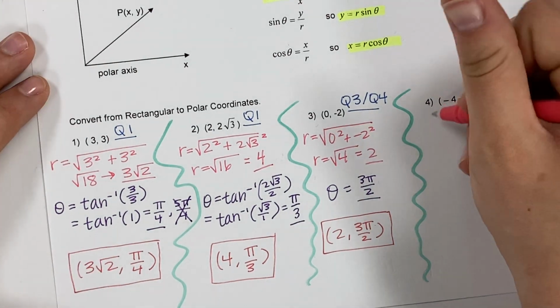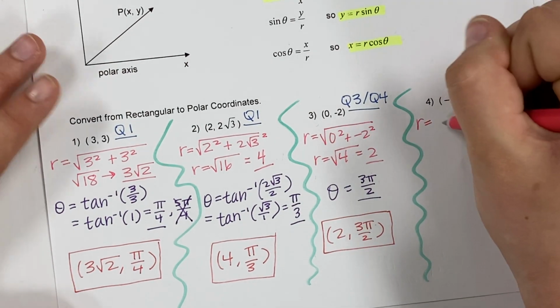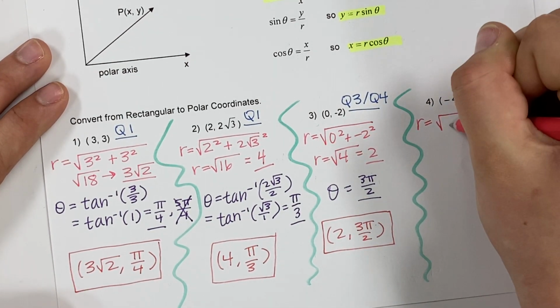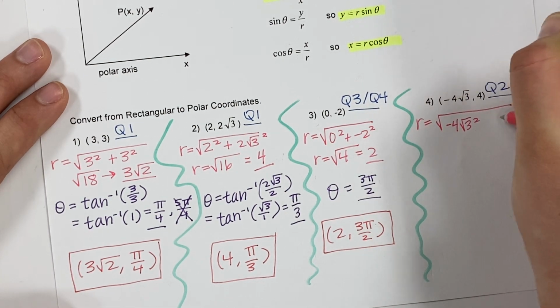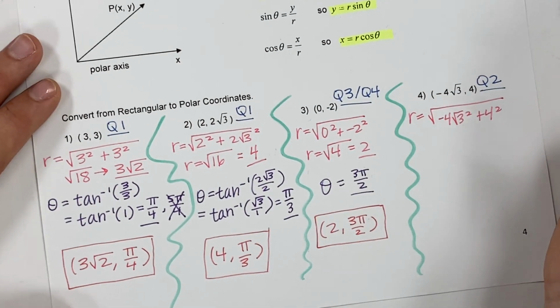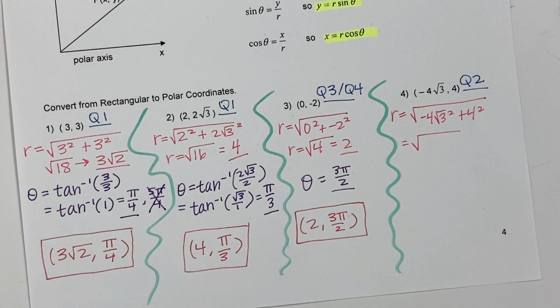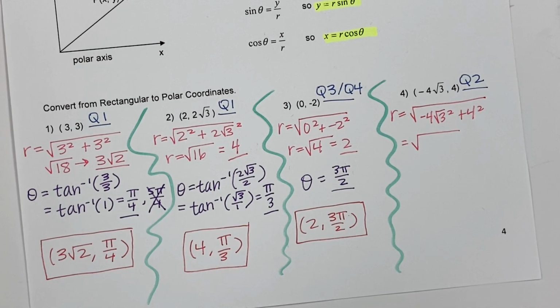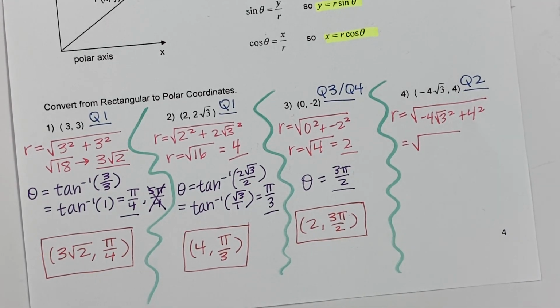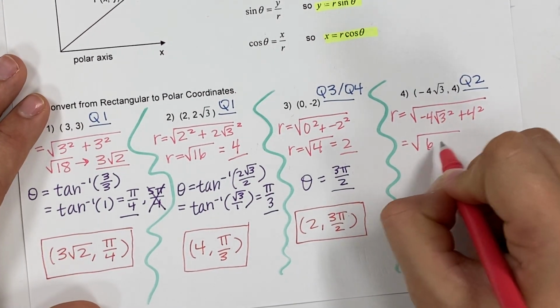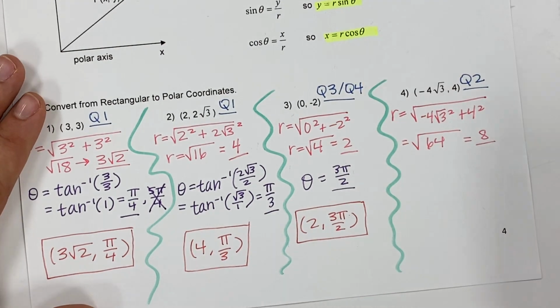Okay, radius is the square root of -4 root 3 squared plus 4 squared. So you type that in your calculator and you get the square root of, let me practice. So that's 16 times 3. That's 48 plus 16. That's the square root of 64, which is 8.